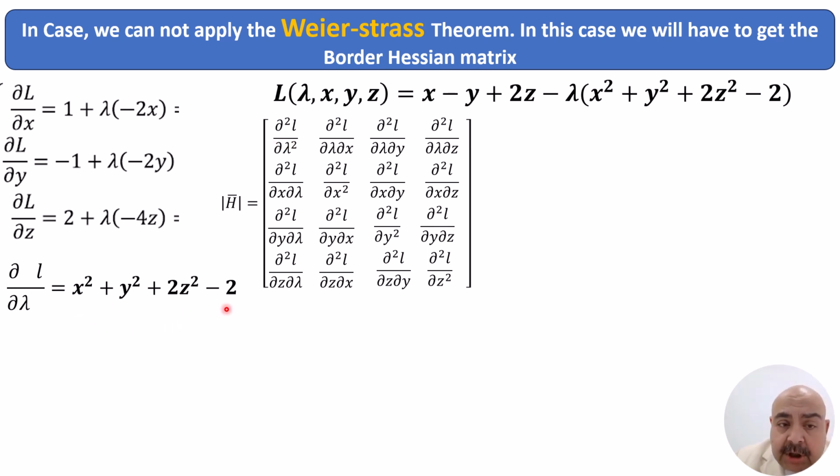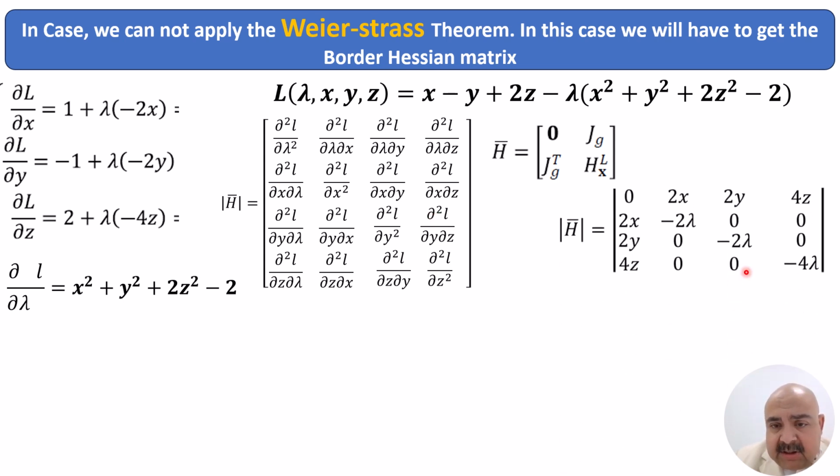We differentiate the constraint with respect to x, with respect to y, with respect to z, and put it into the column, then differentiate the second derivatives from the first partial derivatives. This is how we get our Hessian matrix on this board. If we differentiate the constraint with respect to x, it's going to be 2x. With respect to y, that's going to be 2y. With respect to z, it's going to be 4z. These are the transpose in this first column.